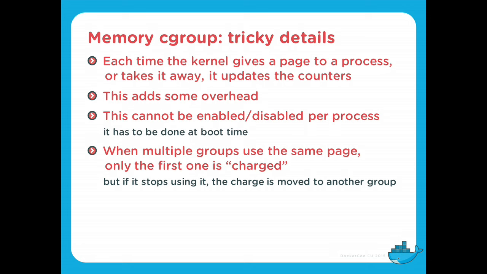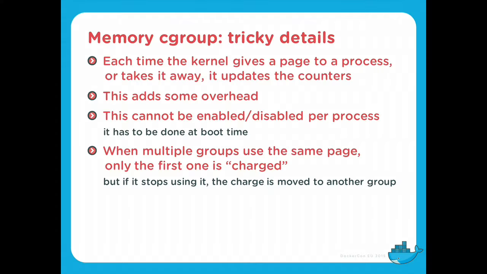Some little details. Each time the kernel gives a page to a container or reclaims a page from a container, it has to update those counters, and that has a performance cost. This means that when this is enabled, you have a little bit of performance hit on not exactly memory alloc and free, but more on this action of moving pages between the free pool and the used pool, which is not exactly the same thing.